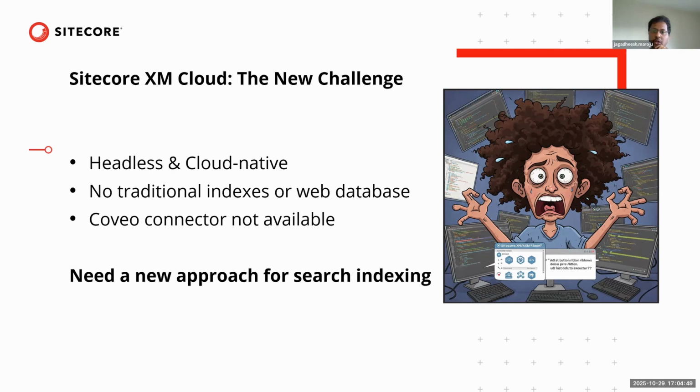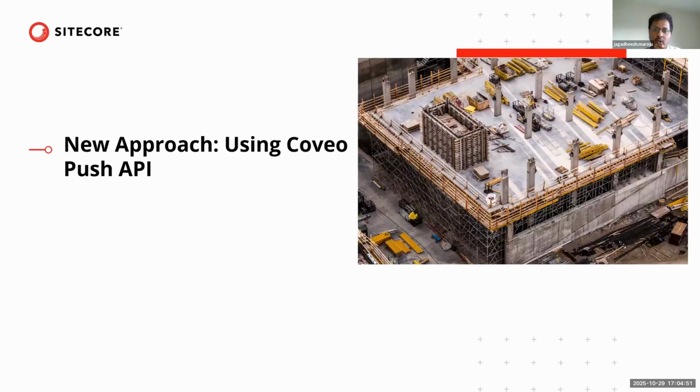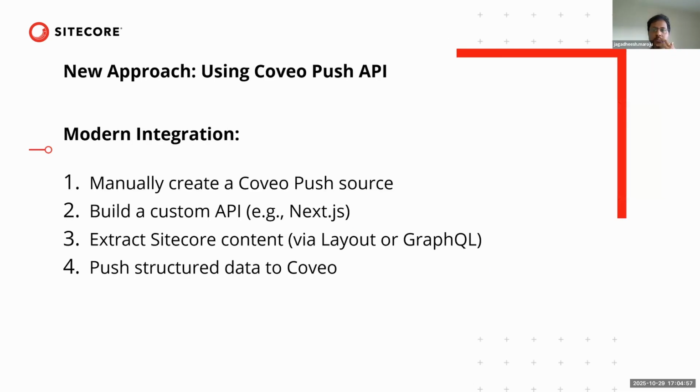So what is the new way? That's using the Coveo push API. So how does this Coveo push API work? Basically, manually we create a Coveo push source. You can call it a bucket where you can just add all your content in the push source.